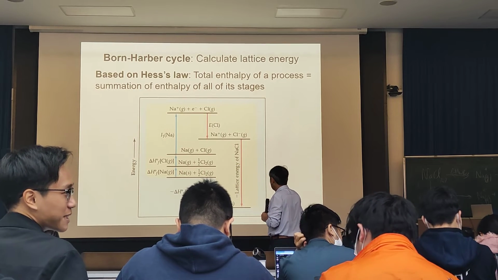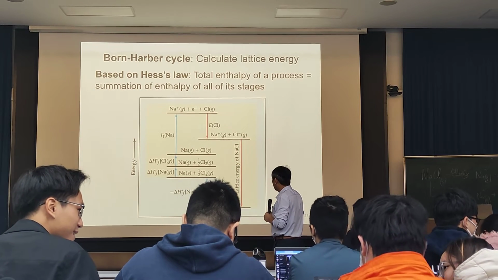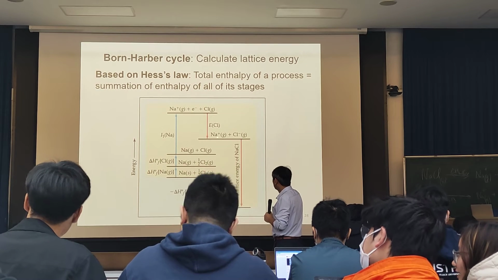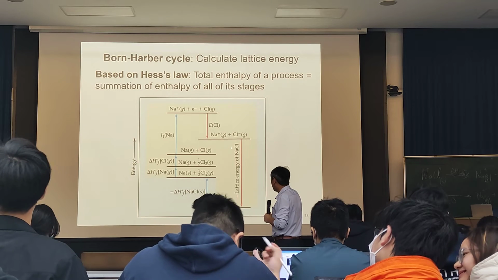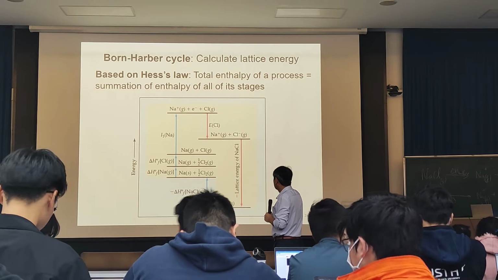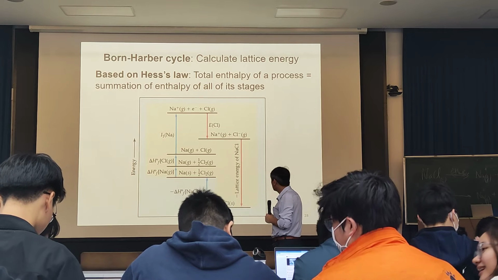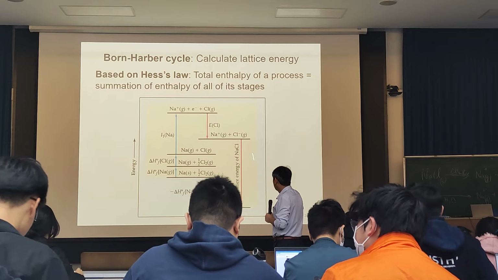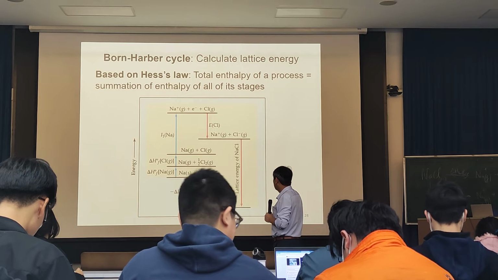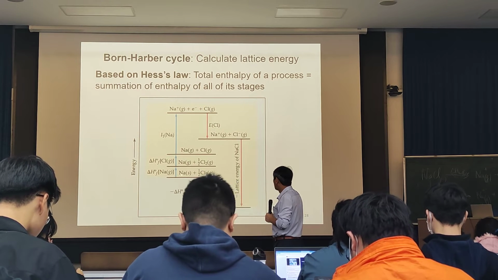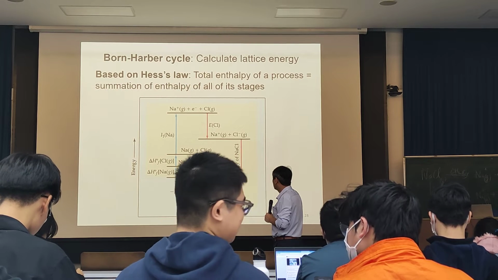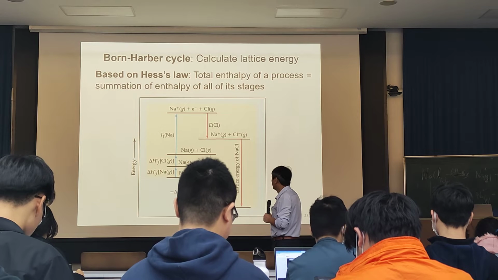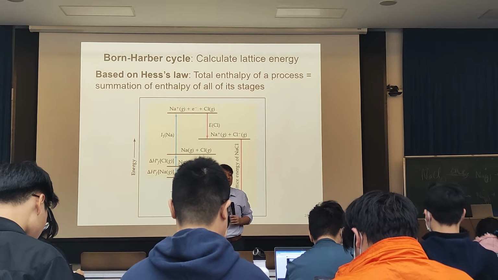So now you have a Born-Haber cycle to calculate the lattice energy. By definition, the lattice energy is the energy required to break solid sodium chloride to make gaseous sodium cation and gaseous chloride anion. Okay, so you need to calculate this one. How can you calculate this one? You need to know the energy you put in to break sodium chloride to make solid sodium and chlorine gas, because they are in their normal physical states.